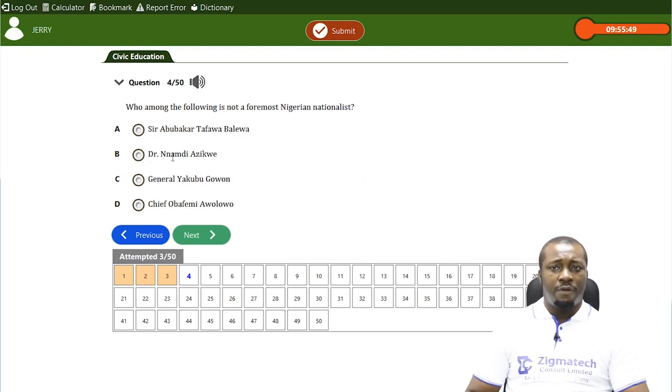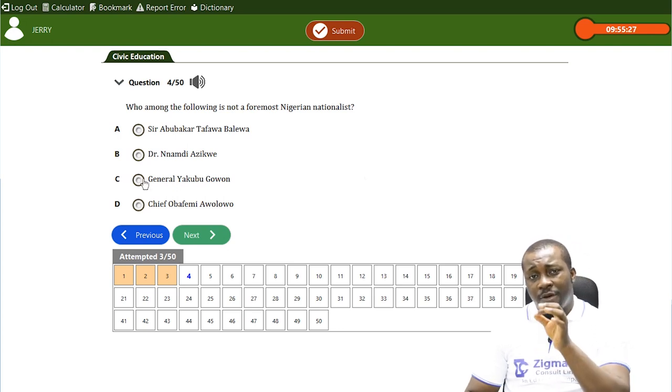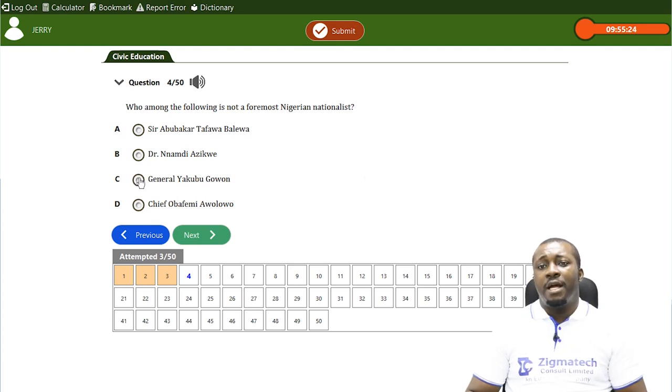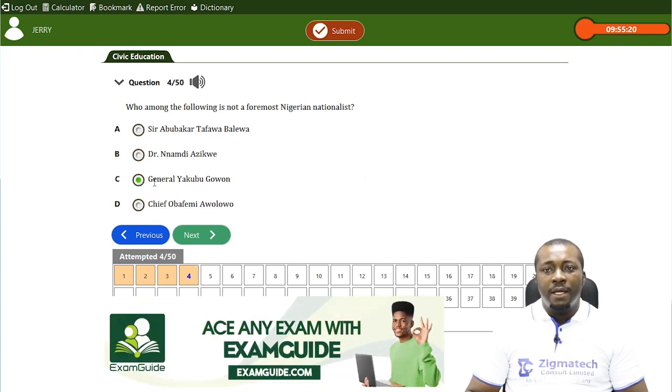Dr. Nnamdi Azikiwe, of course, is a name when we talk about nationalists in Nigeria. Now, if you look at D, this says Chief Obafemi Awolowo. Of course, he was the leader of the Action Group. So he's one of the foremost nationalists in Nigeria. But now Yakubu Gowon, this name came to the limelight of Nigerian politics as the second military head of state, and that is in July 1966. So he is the odd person here. He's not among the foremost nationalists in Nigeria.